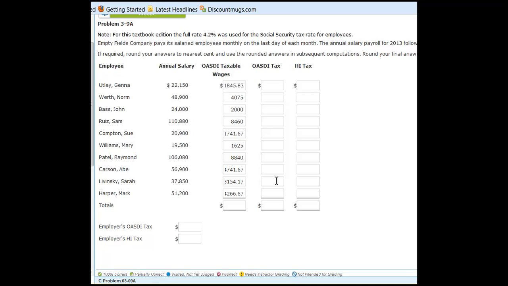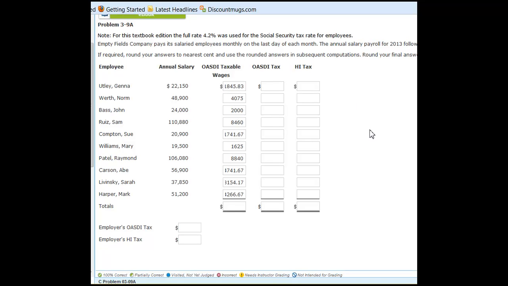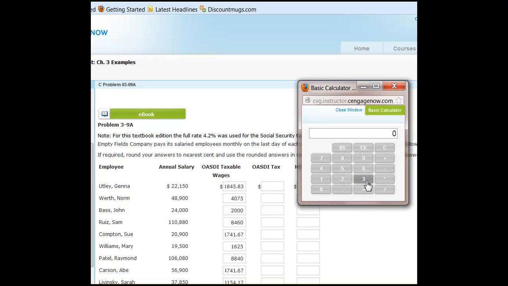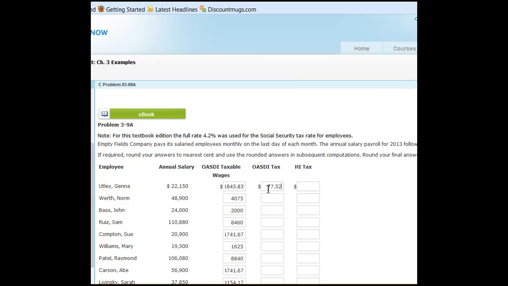Okay, so now that we have all of our taxable wages, we're going to calculate the OASDI tax, which is the Social Security tax. So we're going to take all of these numbers times the 4.2% because we're looking at the employee withholdings. The first one, we have 1,845.83 times 0.042. So the tax is going to be $77.52. Okay, so now we're going to do that for all of them. We'll take our taxable wages times the 4.2%.